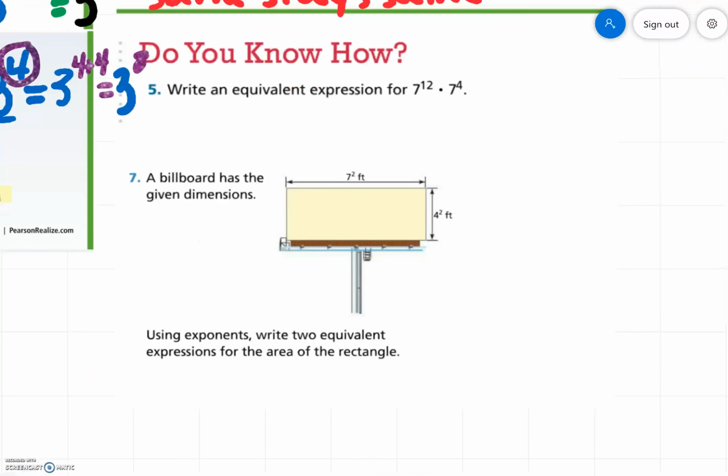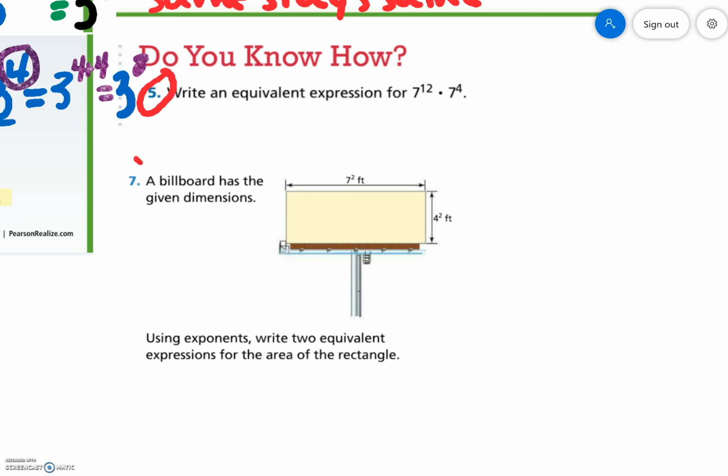So what I want you to do now on this page is to do numbers 5 and 7. 5 and 7 on this page. Once you finish it, show one of us and we will check it and give you your exit quiz and your homework. Enjoy.